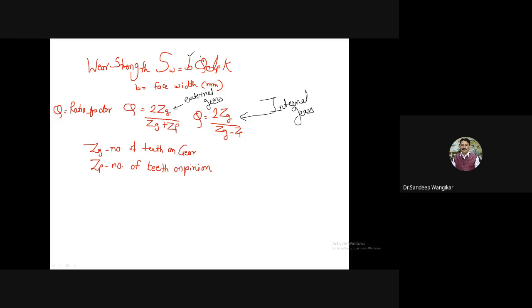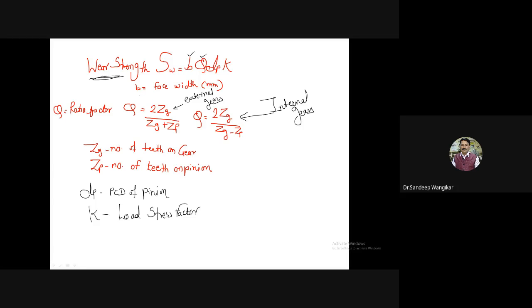So Sw = B Q dp K. What is dp? It is the pitch circle diameter of the pinion. And K is the load stress factor. K has two different formulas. So this is about the wear strength. The wear strength is defined as the maximum tangential load that the tooth can transmit without a pitting failure.